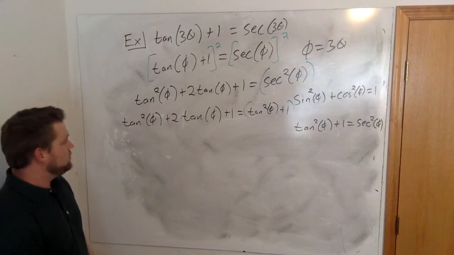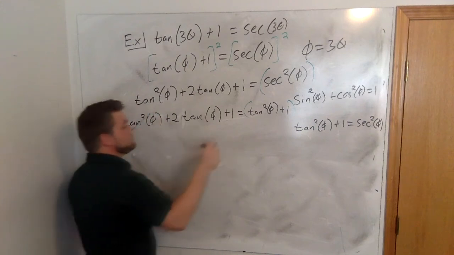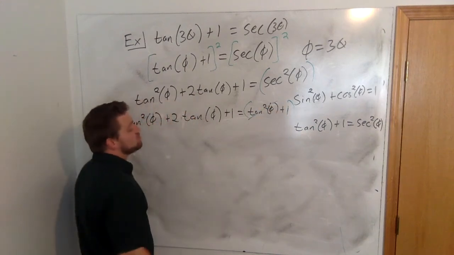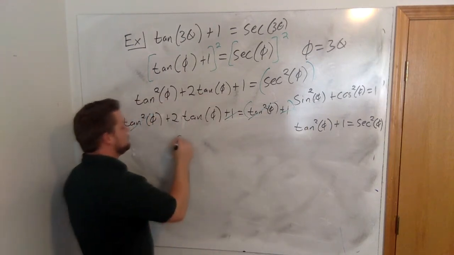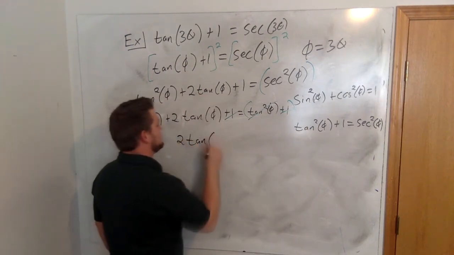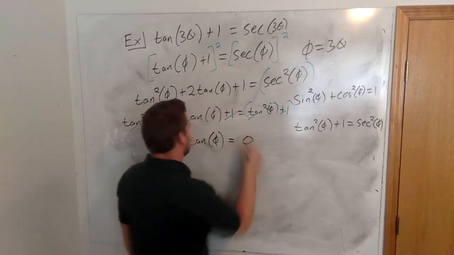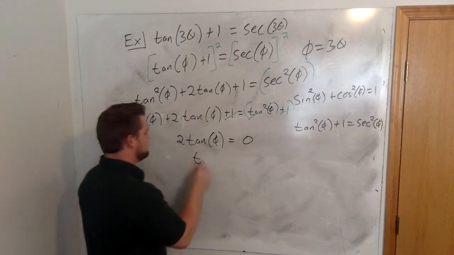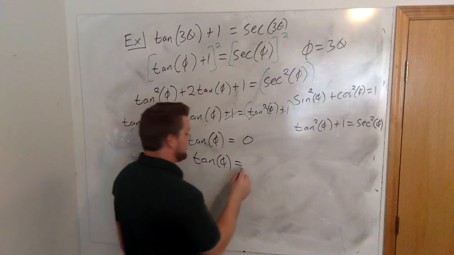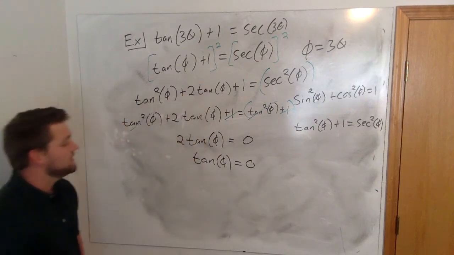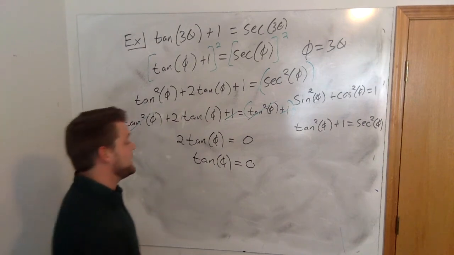Okay, well, what do we notice? Notice that we could subtract tan squared from both sides, so these will cancel each other out. And we could subtract 1 from both sides, so these will cancel out. So we're just left with 2 times the tan of phi equal to 0. Or if we divide both sides by 2, tan of phi will be equal to 0. Okay, we have to be a little bit careful here because remember we squared both sides, so we are going to have to check our answer.